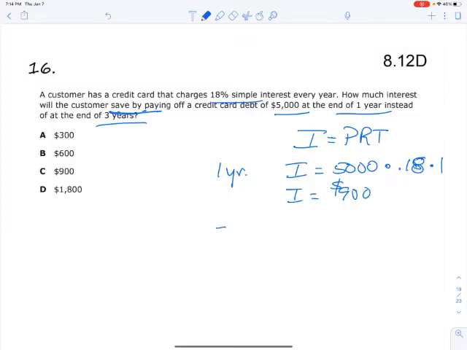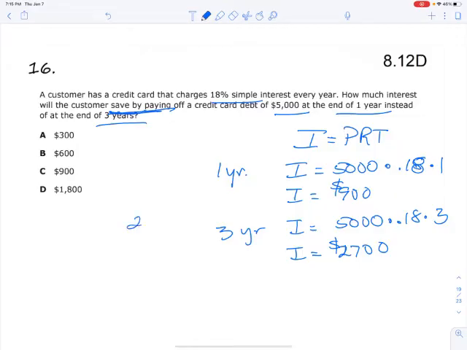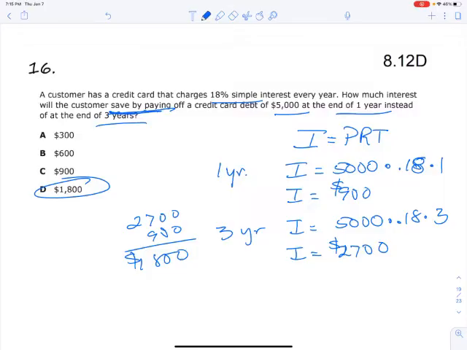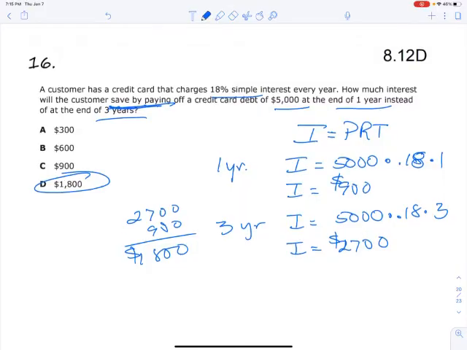Okay, but now you also have to do 3 years. So interest is equal to $5,000 times 0.18 times 3, and that gives me an interest of $2,700. So now what we want to know in this particular one is how much would I save if I paid it off in 1 year versus 3. So that means we take the $2,700 and the $900 and we subtract those to get $1,800. So how much would I save? $1,800.